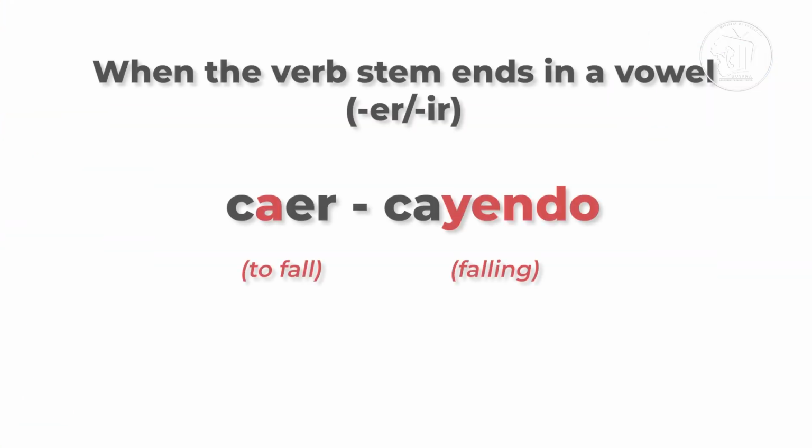Let's do another. Caer. Caer means to fall. Again, it's an ER ending verb. After removing the ER, we are left with a stem, CA. Since it ends in a vowel, the instruction says to add YENDO instead of IENDO. So to say falling, you will need to say cayendo.